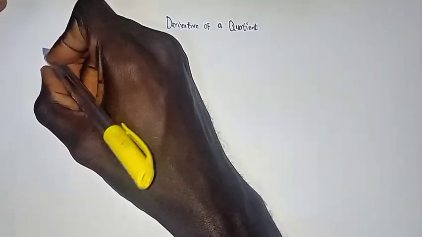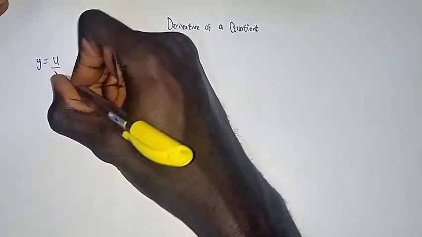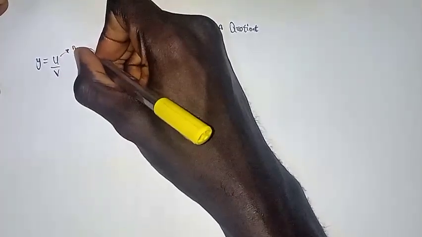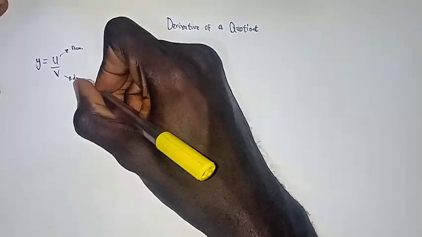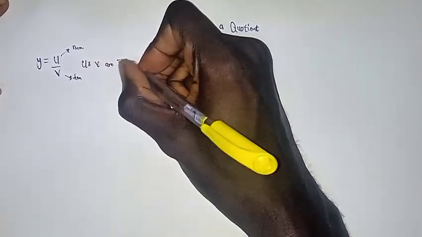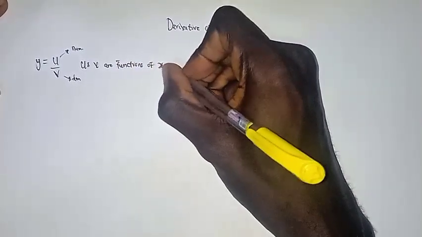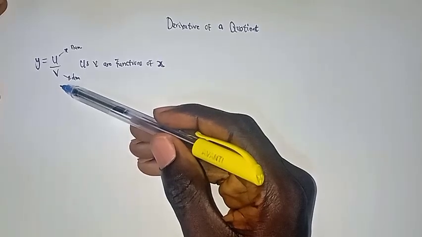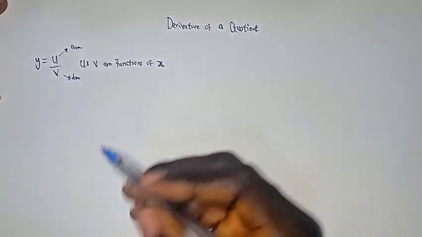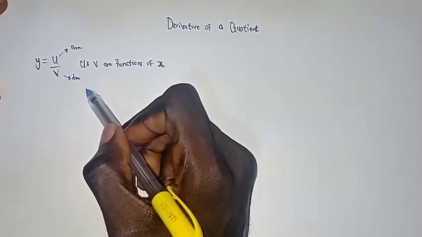Now let's say we have a function or an equation y equal to u over v, right? Now this is our numerator and then this is our denominator. Now both u and v are functions of x. And so in this video I'll be showing you guys the derivative of a quotient function. So we've stated earlier that u is a function of x and v is also a function of x.